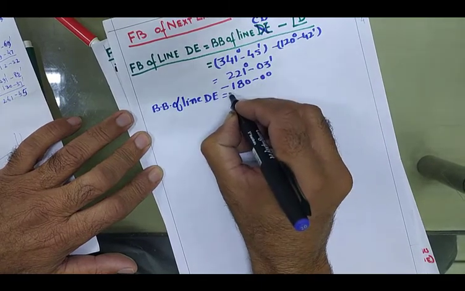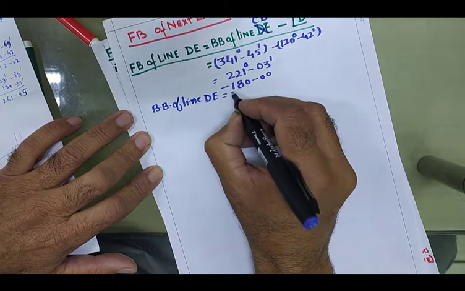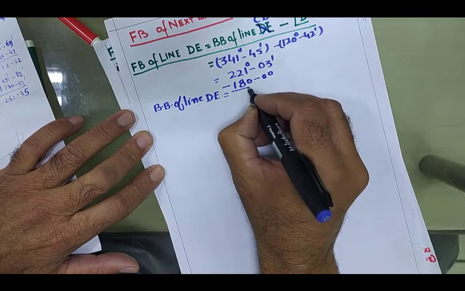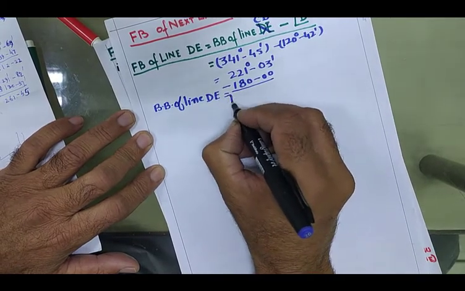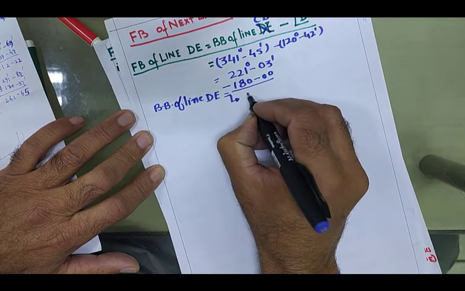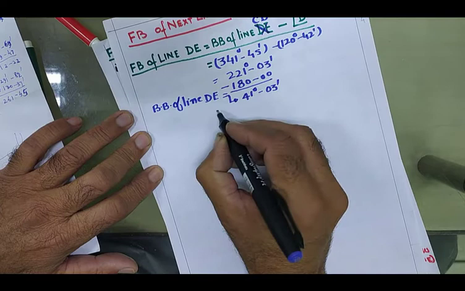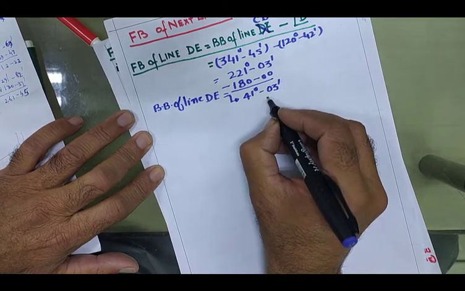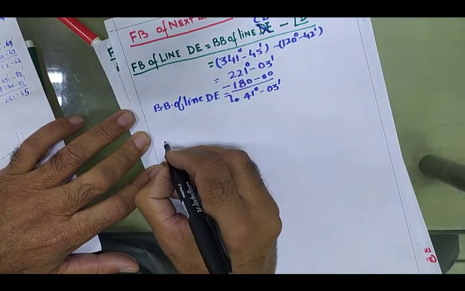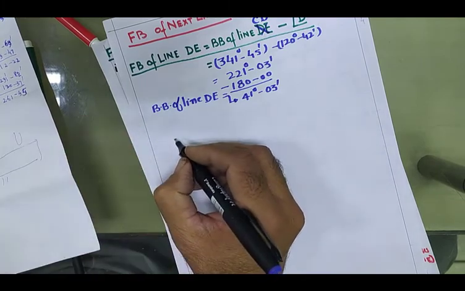Okay, because the difference of the forward and back bearing must be 180 degrees. From here you deduct, so this comes to be 41 degrees 3 minutes. This is the back bearing of line DE. So again, I'm going to calculate the forward bearing. The next line is DE.